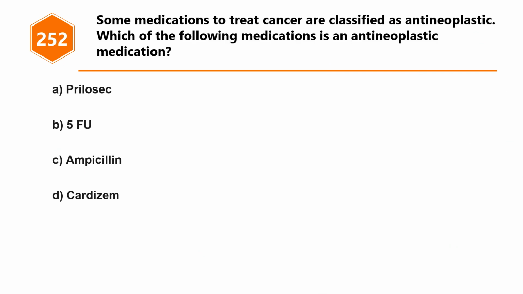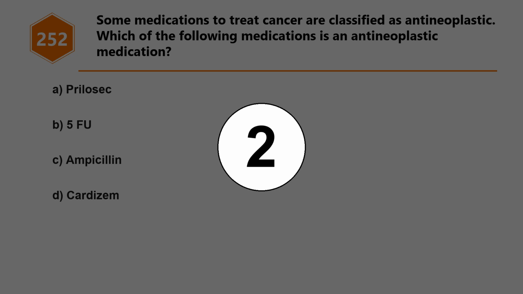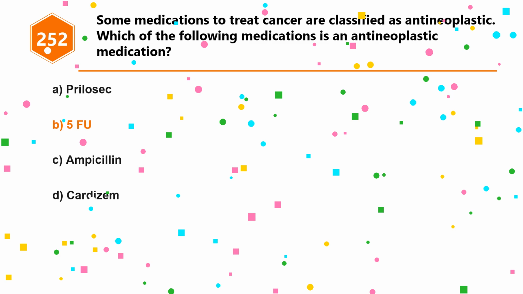Question 252. Some medications to treat cancer are classified as anti-neoplastic. Which of the following medications is an anti-neoplastic medication? Option A, Prilosec. Option B, 5-FU. Option C, ampicillin. Option D, Cardizem. The correct answer is option B, 5-FU.